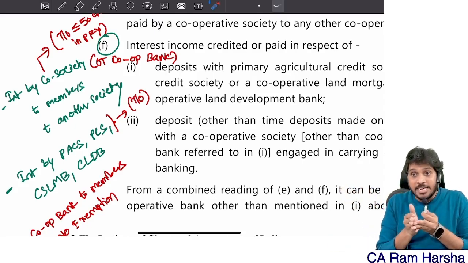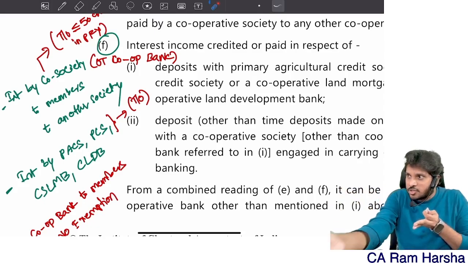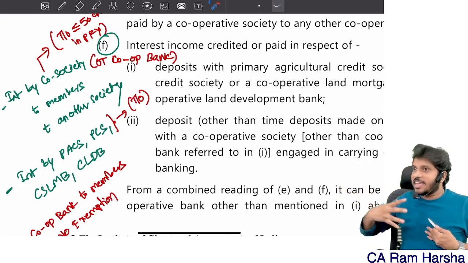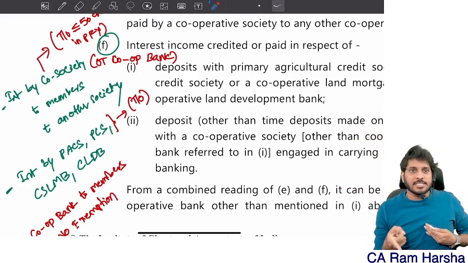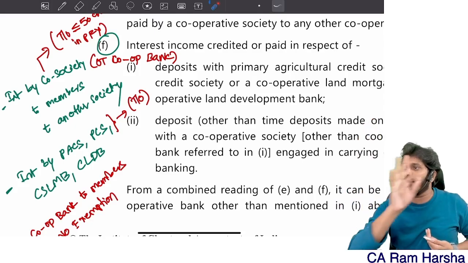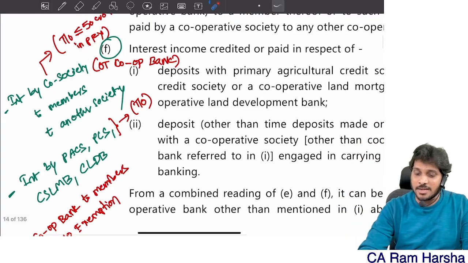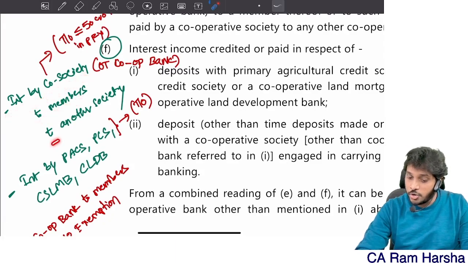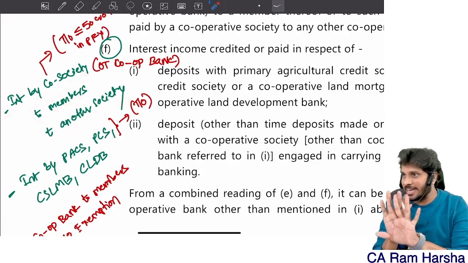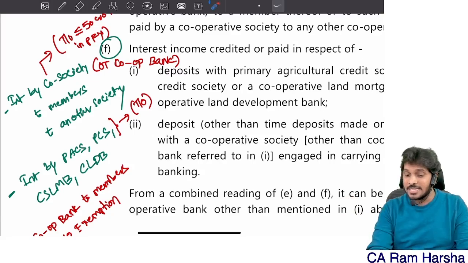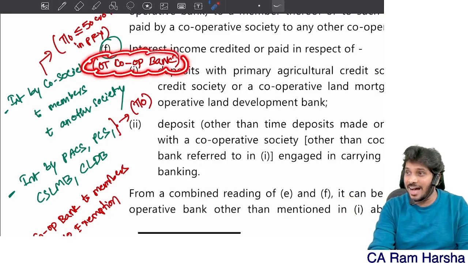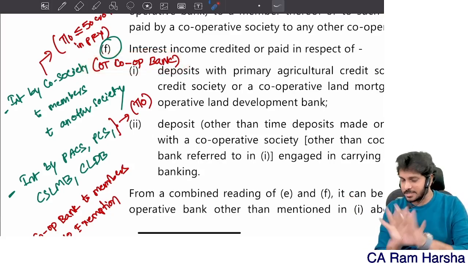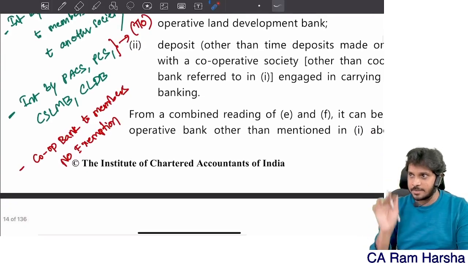I am paying interest on a deposit by another society. I am a society. In my society, another cooperative society is keeping some money and I am paying interest to them. No need. So see, that's why I clearly wrote: interest paid by a society to members or to another society, no TDS applicable. This provision is not applicable for whom? Other than cooperative banks.